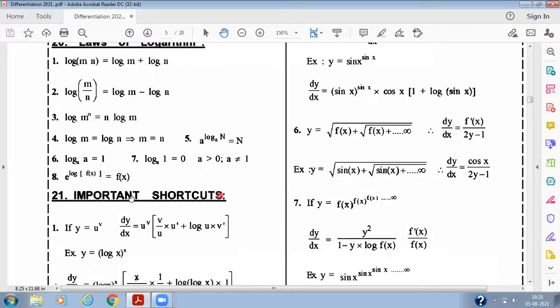ठीक है. Now important shortcuts, point number 21. Now for explaining important shortcuts, I will use the board because it will be better to understand on the board than to explain you directly in this PDF way. So just give me a minute. We'll switch on to the board.